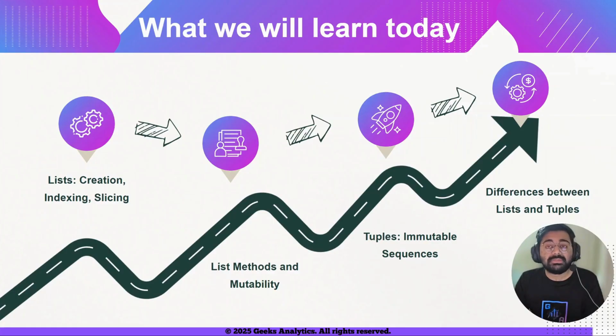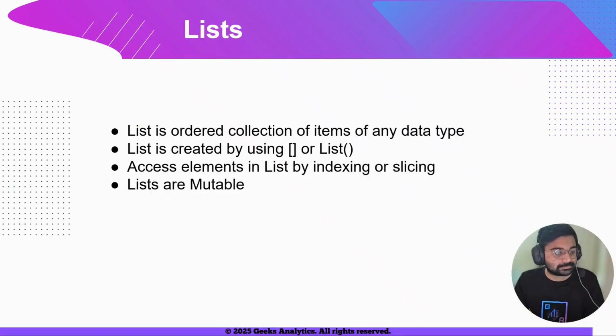We will begin by understanding what lists are, how to create them, how to access their elements, how to do something like list slicing, and then use some built-in methods. Then we will see how tuples are different from lists and why they are immutable versus why lists are mutable. And then at the end, we'll highlight the key differences between lists and tuples.